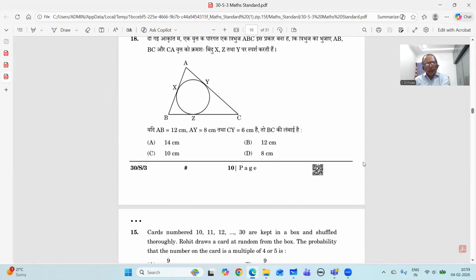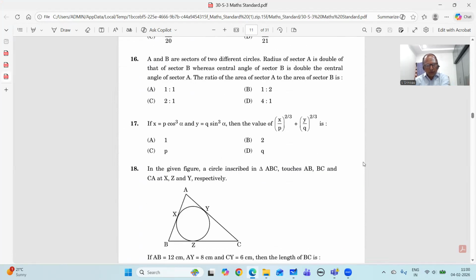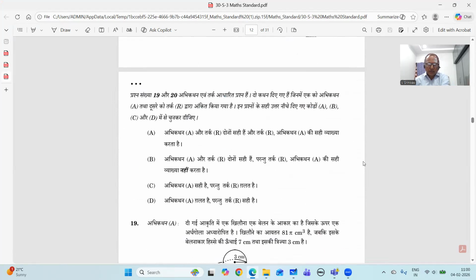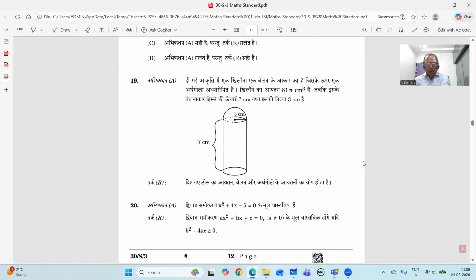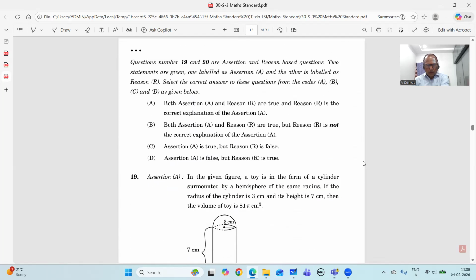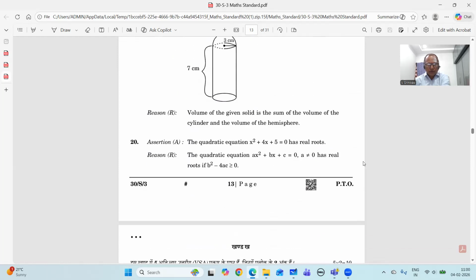In my lesson part 3, I have solved up to the 20th question. Now, this lesson can be called part 4, and we'll start with 21st question.